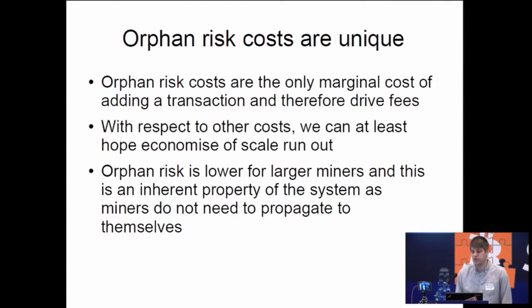But orphan risk is quite unique. Firstly, with these other costs, the economies of scale could run out. If you've got very low energy costs because you're near a hydro plant, you're eventually going to use up the whole capacity. But the centralization risk from being a larger miner, related to orphan risk, is an inherent property of the system. So it might always encourage centralization. At least with these other costs, we can hope that the impact eventually runs out, but with orphan risk, it might not.